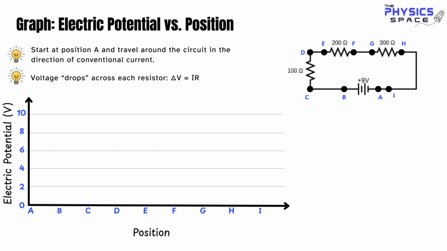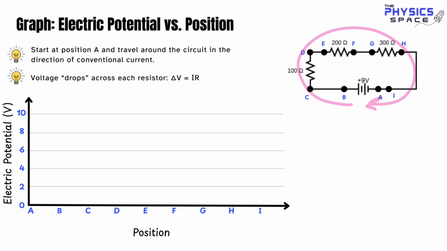If we start at position A, we're going to start with this as a reference point of 0 volts. And as we move across the battery in the direction of conventional current, which would be going in a clockwise direction here, it would be going around this way because we have the longer line of our battery on the left, that's telling us where our positive terminal is. So it goes from the positive terminal around toward the negative terminal.